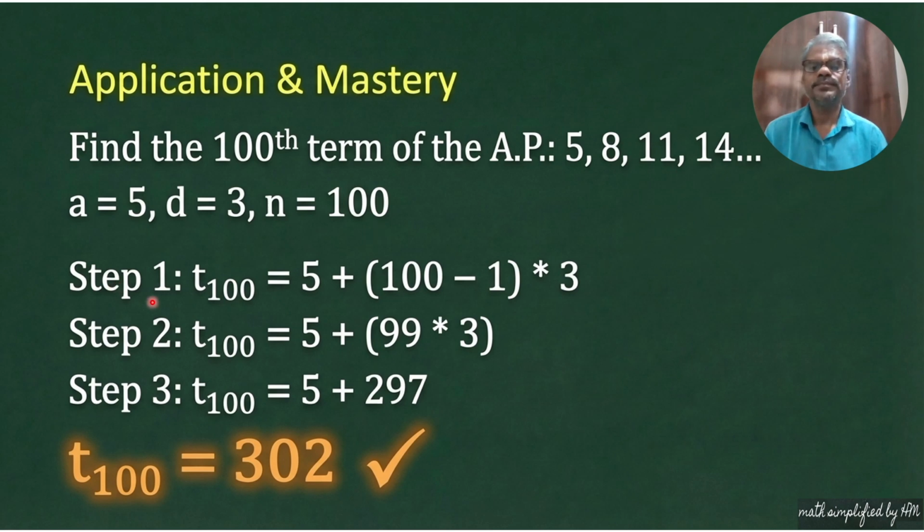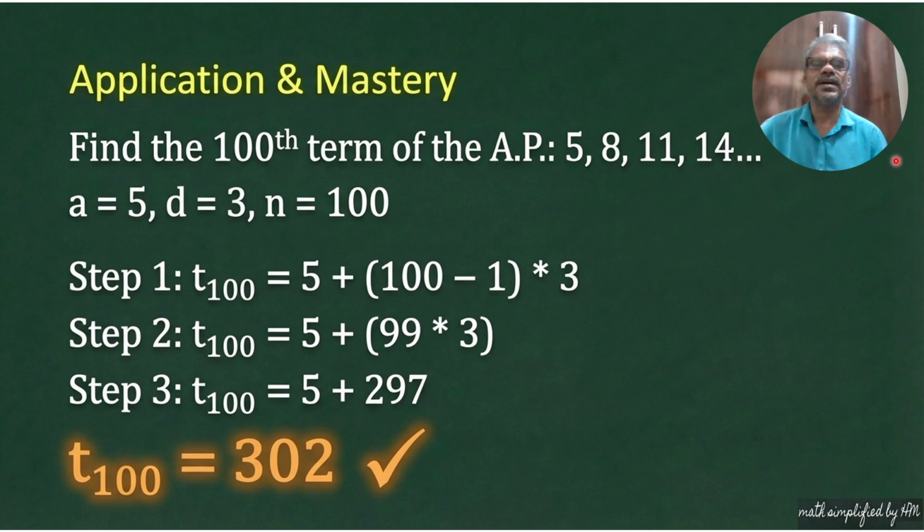So step 1, T100 is equal to 5 plus (100 minus 1) times 3. Simplifying, we get T100 is equal to 5 plus 99 times 3. Simplifying, we get T100 is equal to 5 plus 297. Finally, T100 is equal to 302.